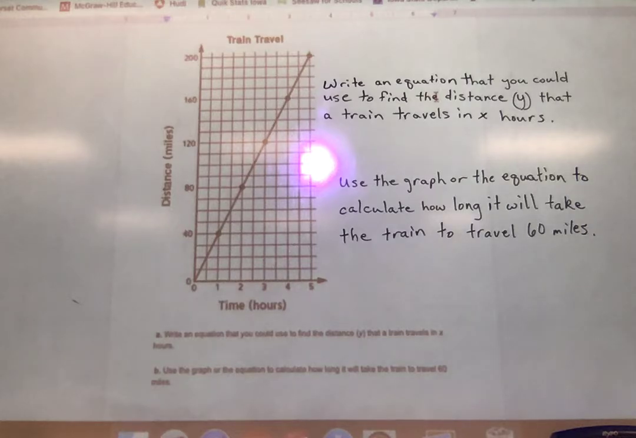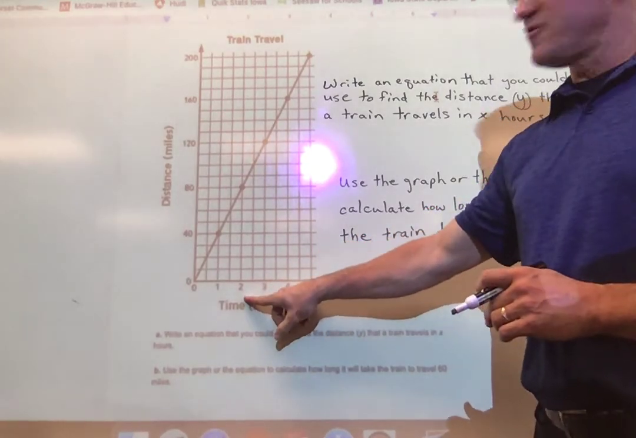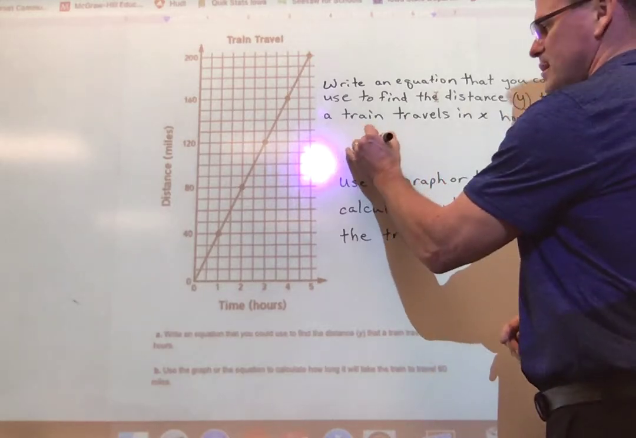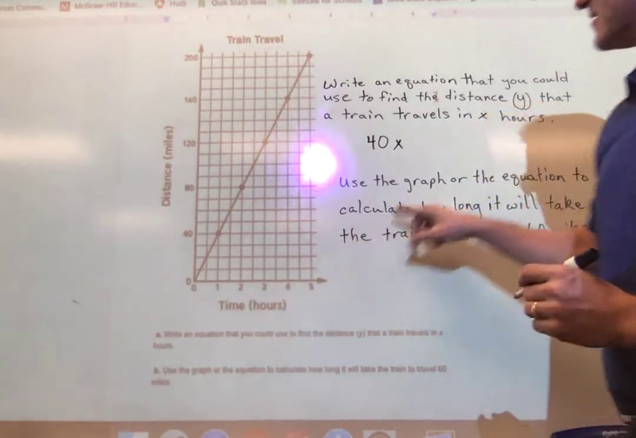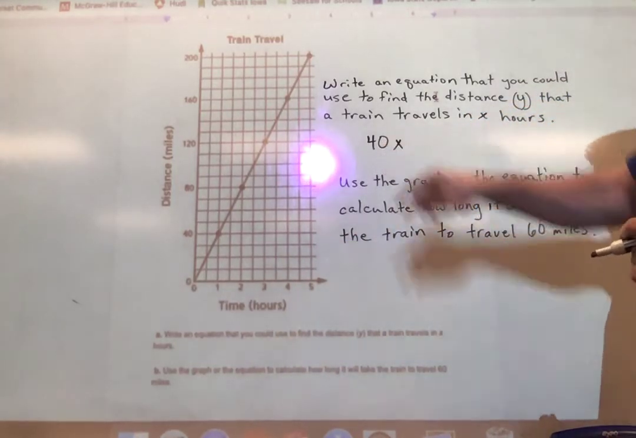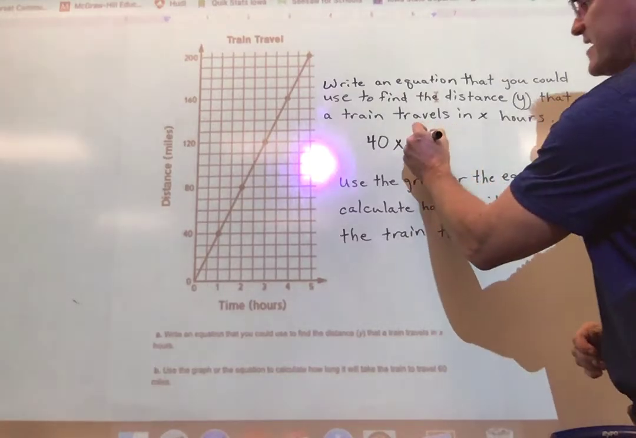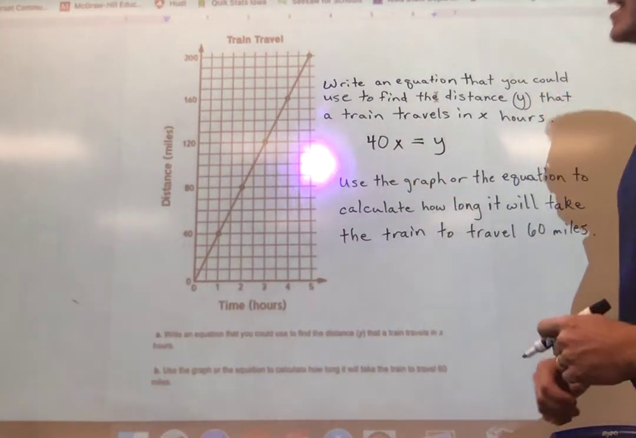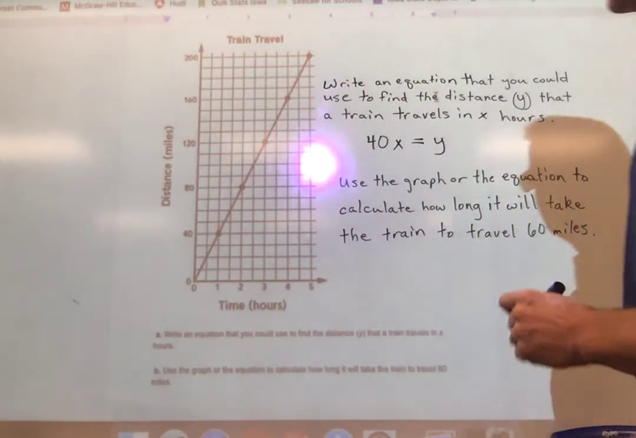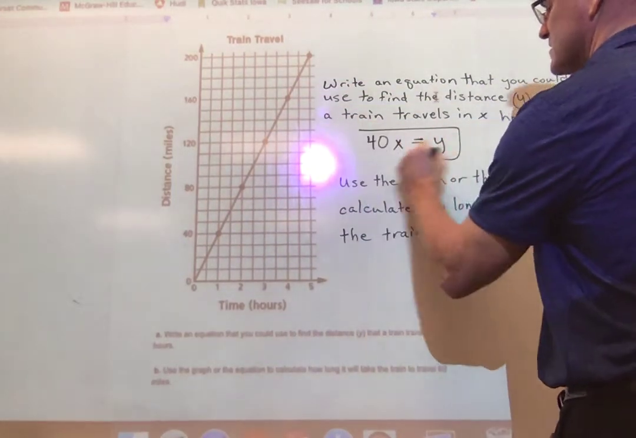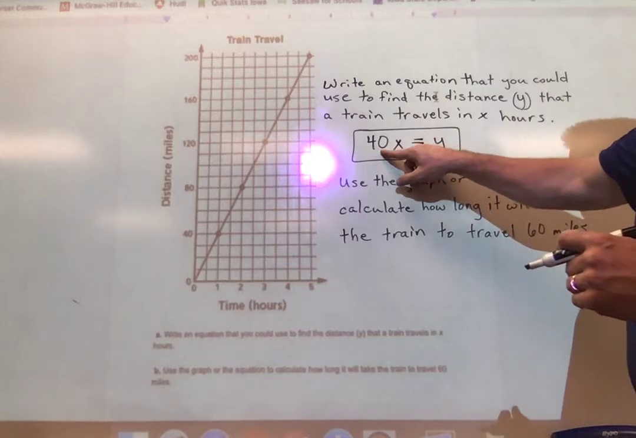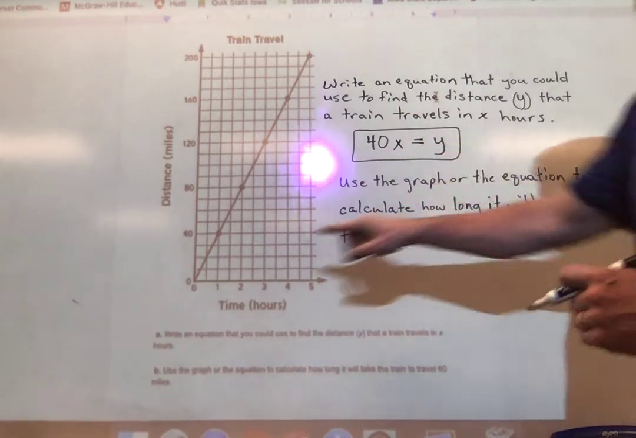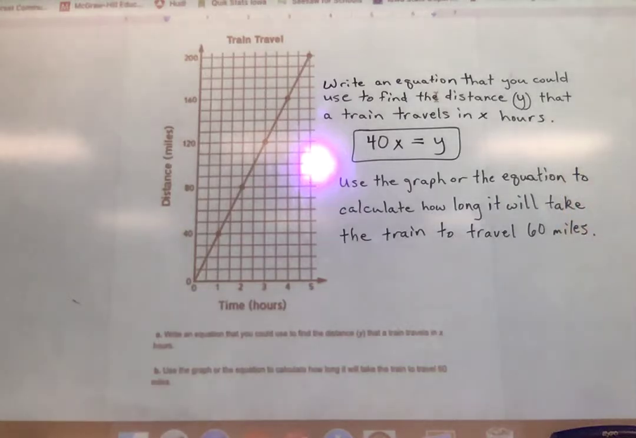So I can know that every hour, all I have to do is take it times 40. So my equation, it's 40 times x. Remember, x represents the hours, this x-axis. Okay, and if I take every hour, just take it times 40, because they go 40 every hour, I can say that equals y. And I know y is, again, the distance that they're traveling, what y represents on that y-axis. Okay, so here's an equation written that represents this situation. 40 times every hour. They go 40 miles every hour will equal y. And we know, again, the y stands for the distance that the train travels.